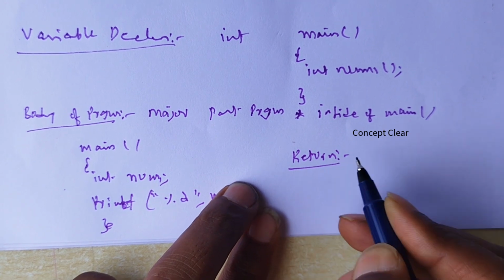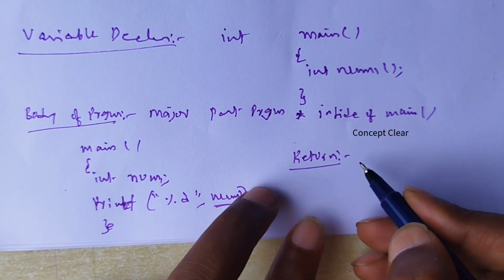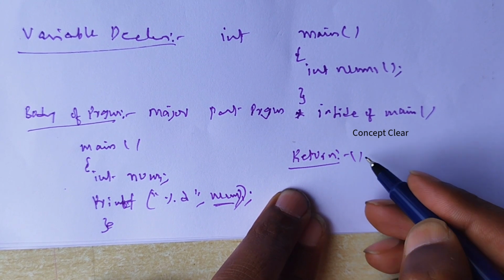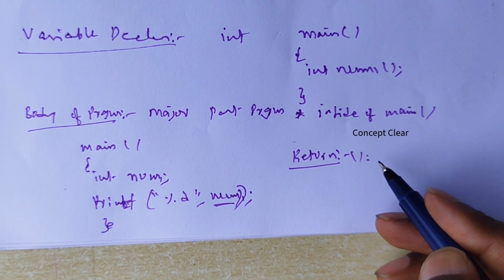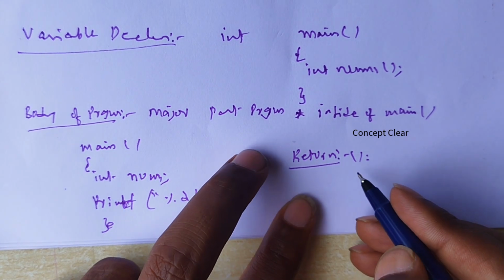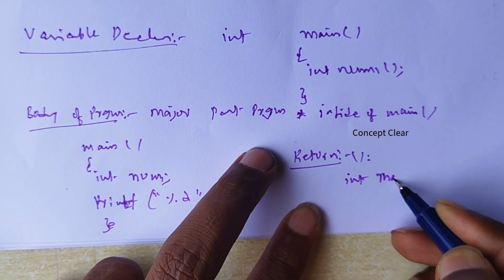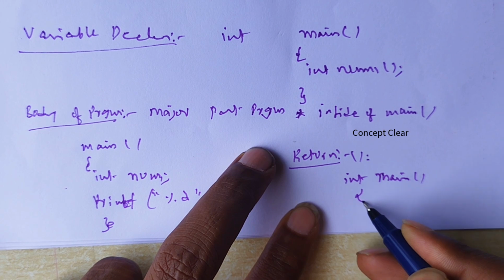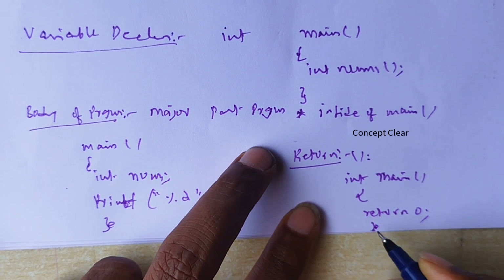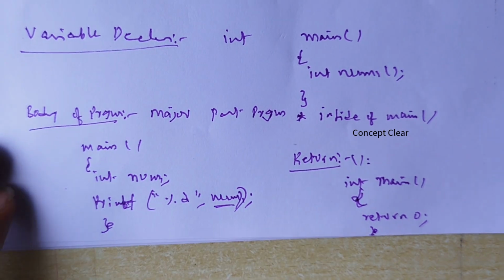The last part of the program structure is return. When the user wants to return something with the help of the return statement, the user will be displayed the required output. How to declare this? int main(), for example, return 0 like this. This is the example for the return statement. Clear about this one?